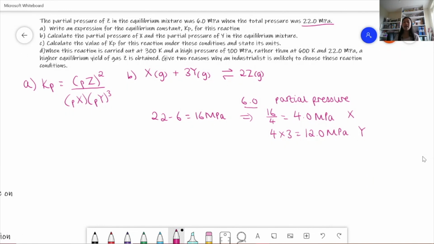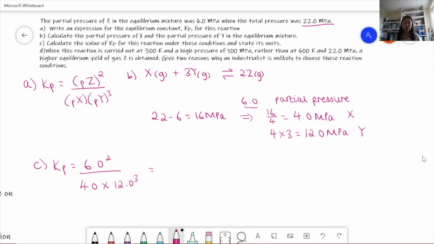And then for C, calculate the value of Kp for this reaction under these conditions and state its units. So now we just plug all our partial pressure numbers into our expression for Kp. So for C, Kp is equal to the partial pressure of Z squared, so that would be 6 squared, over the partial pressure of X, which is 4, multiplied by the partial pressure of Y, which is 12, and that's cubed.